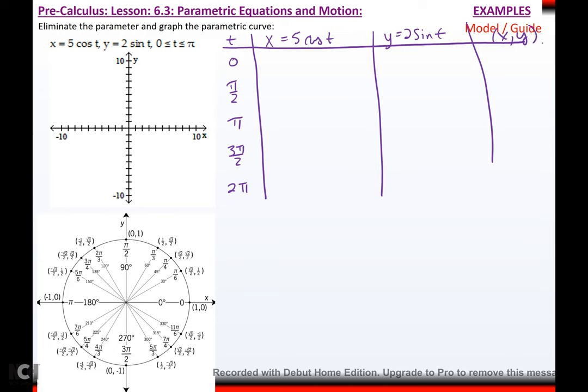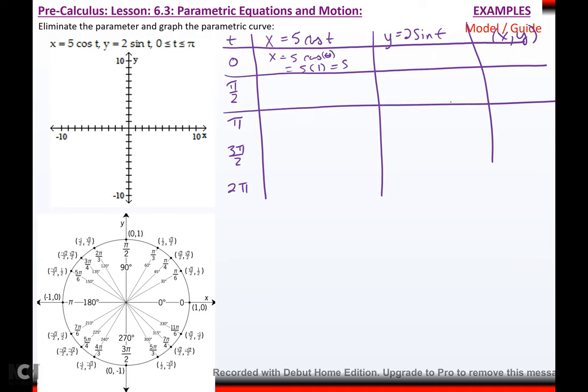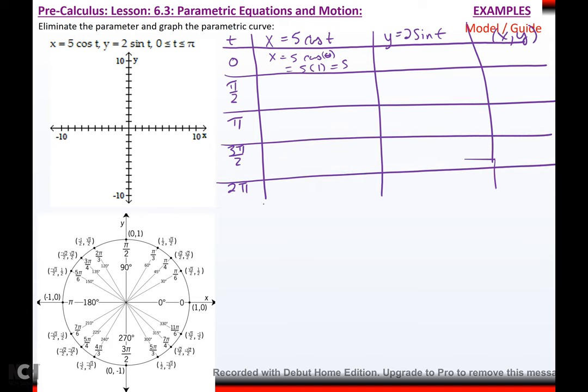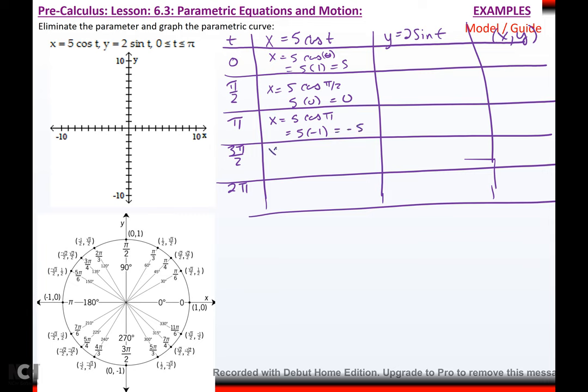So if I do 0, I have x equals 5 times cosine of 0, which is 5 times 1, which is 5. My y, I'll do all my x's. So x equals 5 cosine of pi over 2, which is 5 times 0, which is 0. X equals 5 times cosine of pi, which is 5 times negative 1, which is negative 5. X equals 5 cosine of 3 pi over 2 gives me 5 times 0, which is 0. And x equals 5 cosine 2 pi, which is 5 times 1, which is 5.